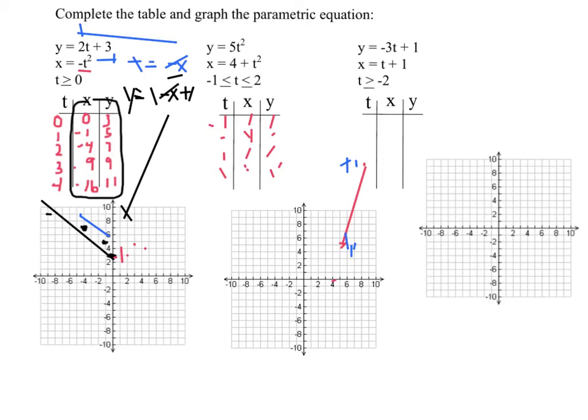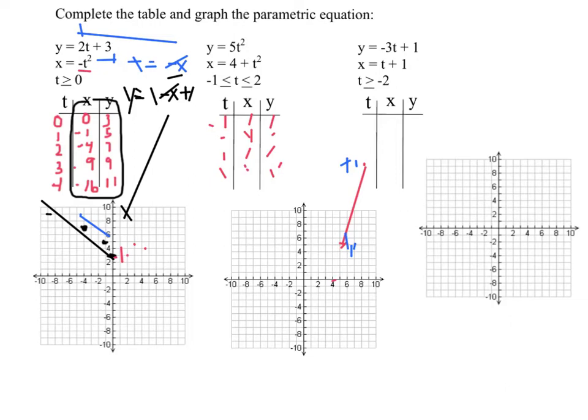Now, this is something that's new and different and kind of interesting, that you can come back to the same point. But doesn't that make sense? Paths do that, where you go one way and then come back to the same point. So hopefully it makes sense that that's very possible.